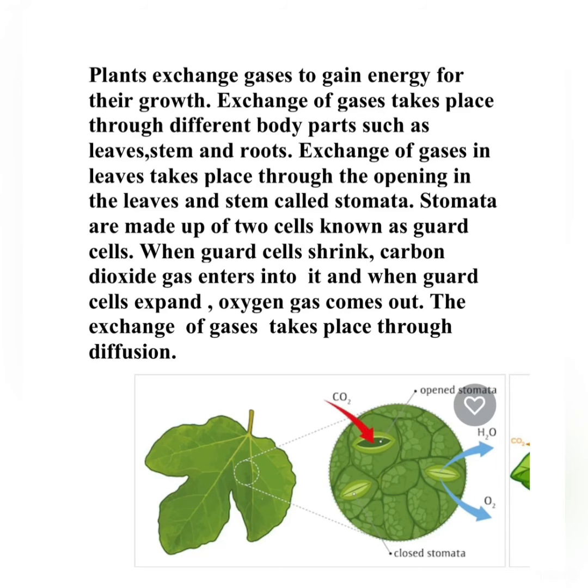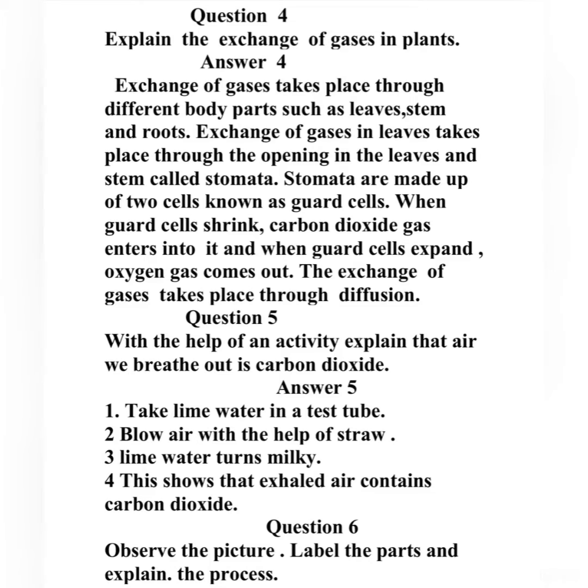Exchange of gases in leaves takes place through stomata. Stomata are guarded by two cells known as guard cells. When guard cells shrink, carbon dioxide gas enters into it, and when guard cells expand, oxygen gas comes out. The exchange of gases takes place through the process of diffusion. Now next question is how does the exchange of gases take place in the plants? Same we have discussed.